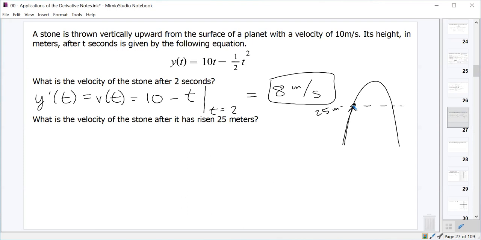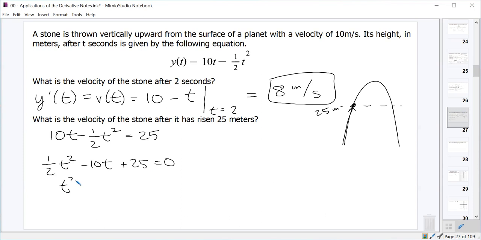But before we get there, we first need to set y of t equal to 25 and solve this equation. So this is just a quadratic. We'll bring the negative 1/2 t squared to the other side, make it a 1/2 t squared, subtract the 10t, and we have plus 25 equals 0. And to make our lives a little easier, let's just multiply everything by 2. T squared minus 20t plus 50 equals 0.